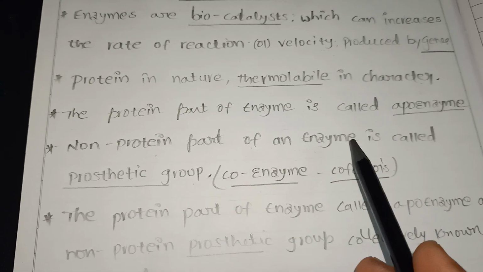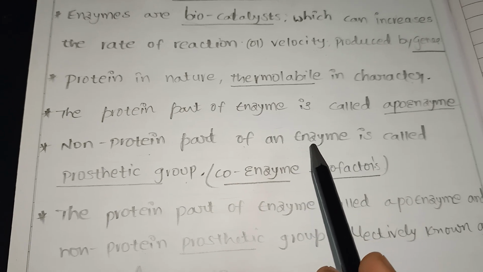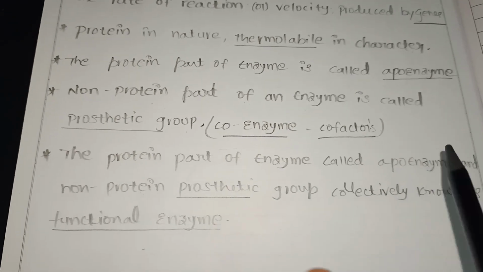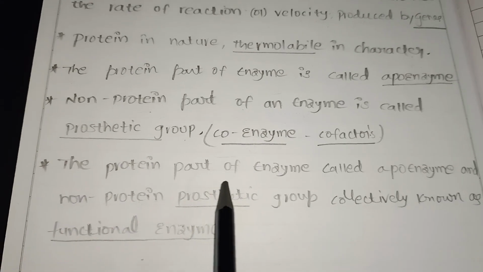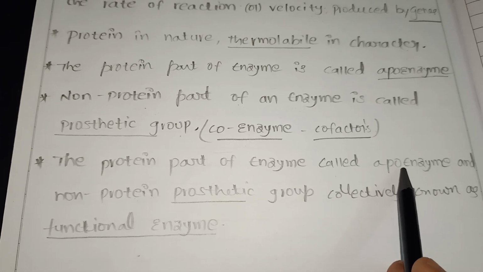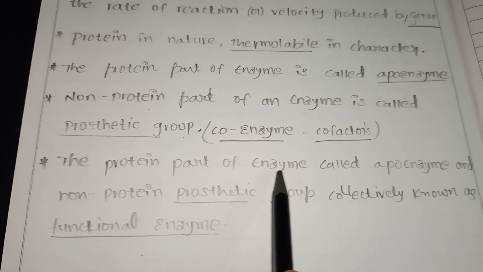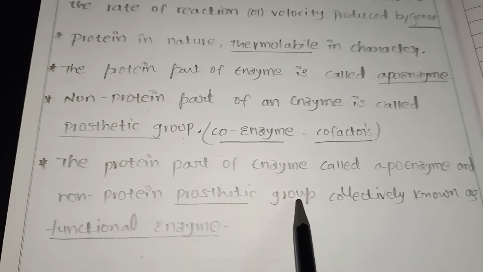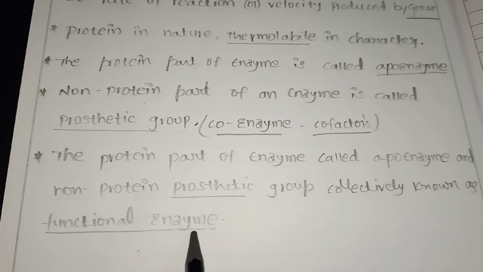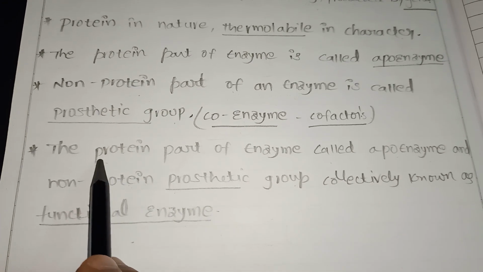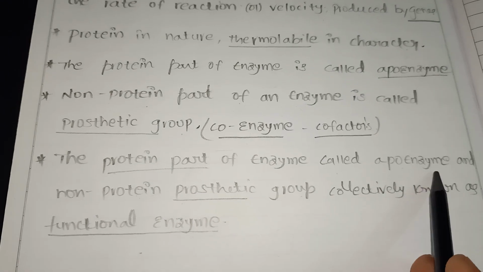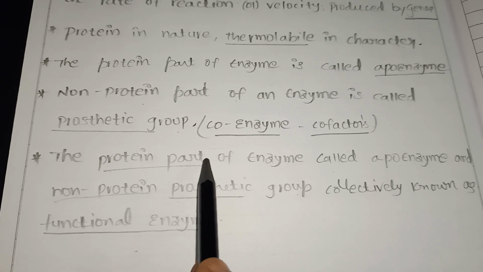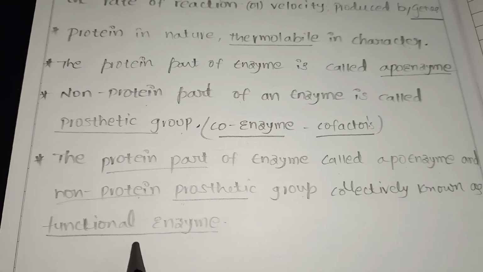Actually, the enzyme is divided into two parts. One is a protein part and another one is a non-protein part. Look at this point. The protein part of an enzyme is called apoenzyme, and the non-protein part of an enzyme is called prosthetic groups, collectively known as functional enzyme. That means the protein part of the enzyme is called apoenzyme, and the non-protein part is called prosthetic group. Both of these collectively are known as a functional enzyme.